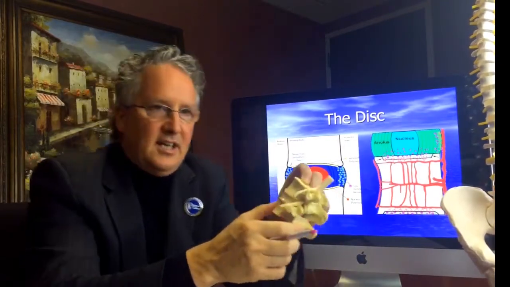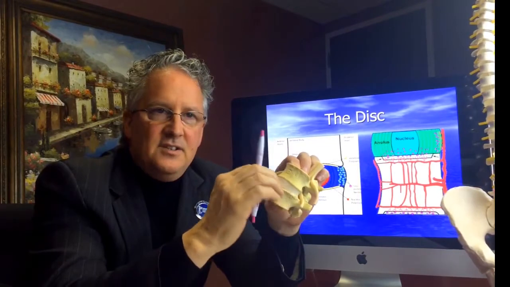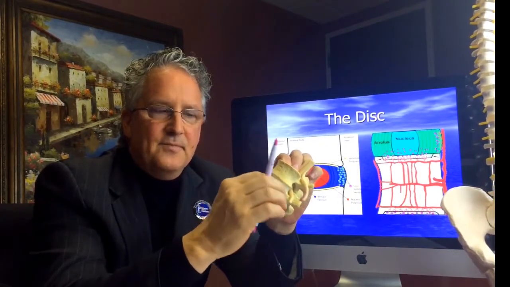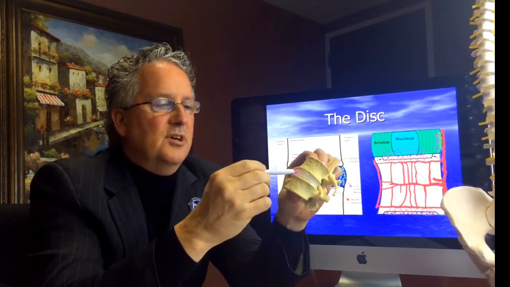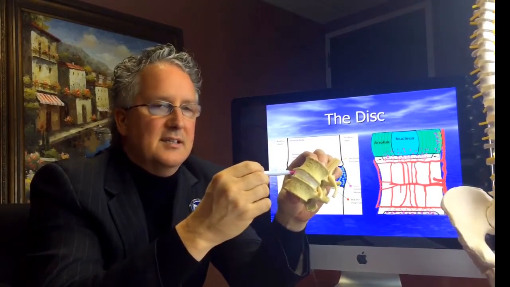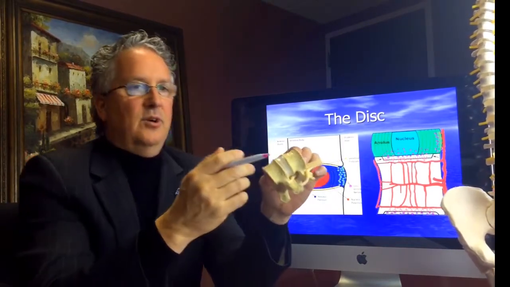The disc is unique from the point of view that it is the largest avascular structure on the body. What does that mean? It means that there are no veins or arteries that run directly through the disc because the disc is under a great deal of pressure. I weigh 200 pounds.